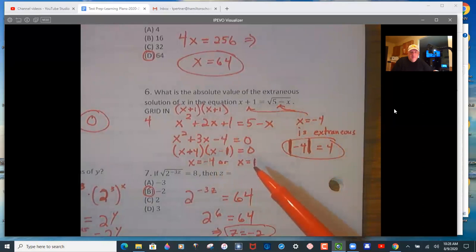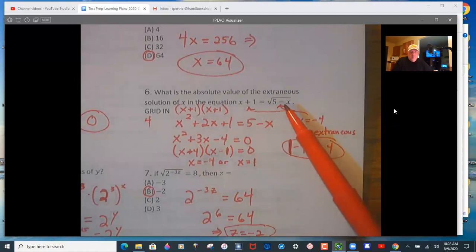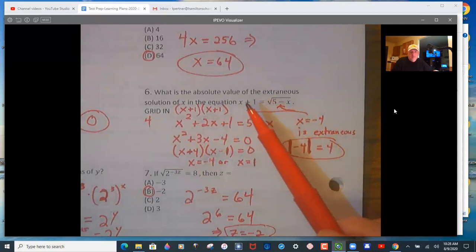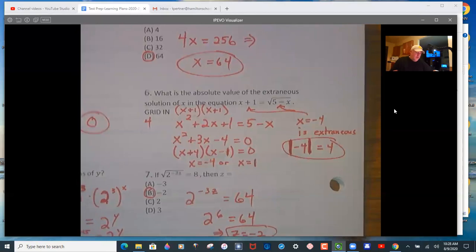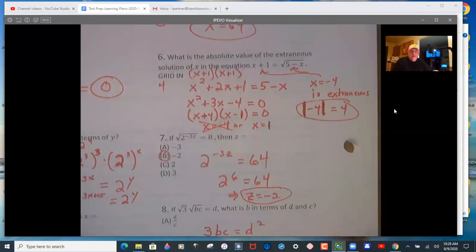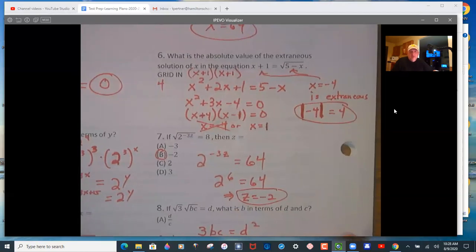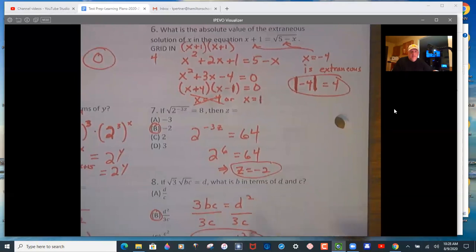And what happens is that negative 4 is extraneous in this because it does not make a true answer up here. 2 does. 2 makes a true answer. I'm sorry, 1 does. Excuse me. You get 2 equals the square root of 4, which is 2. 1 works, but negative 4 does not work because it gives negative 3 on this side and 3 on this side. Square root of 9, 5 minus negative 4. So negative 4 is extraneous. It doesn't work. And so we want the absolute value of that extraneous root. Extraneous just means extra.